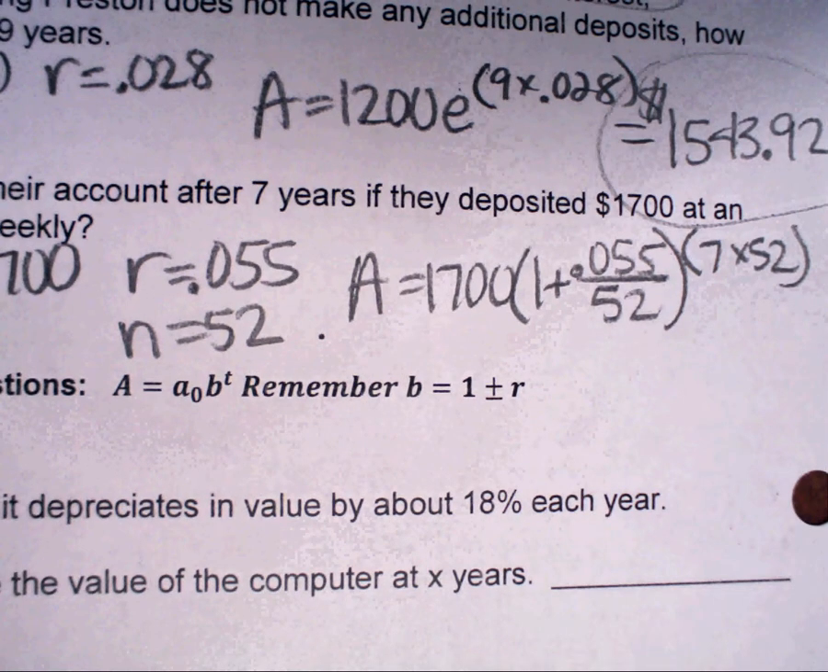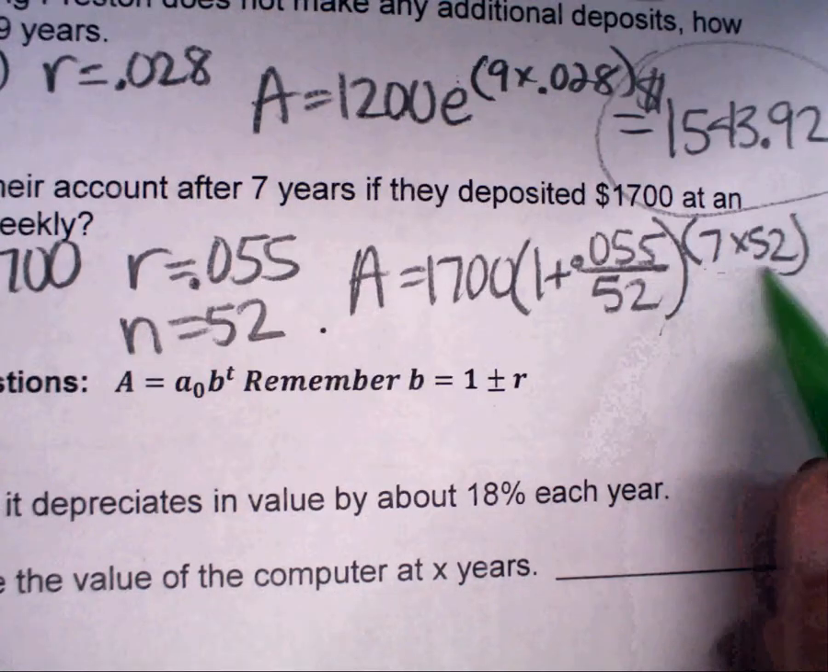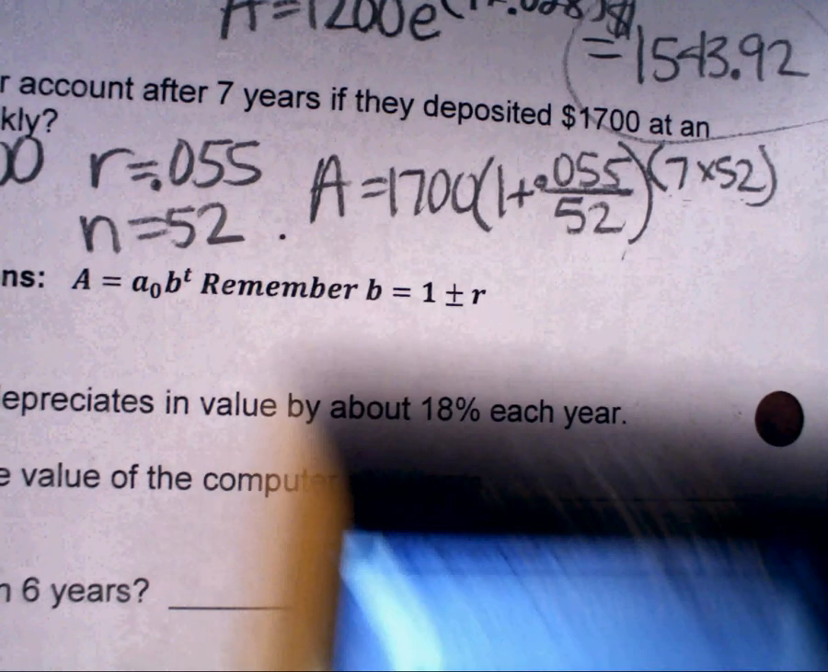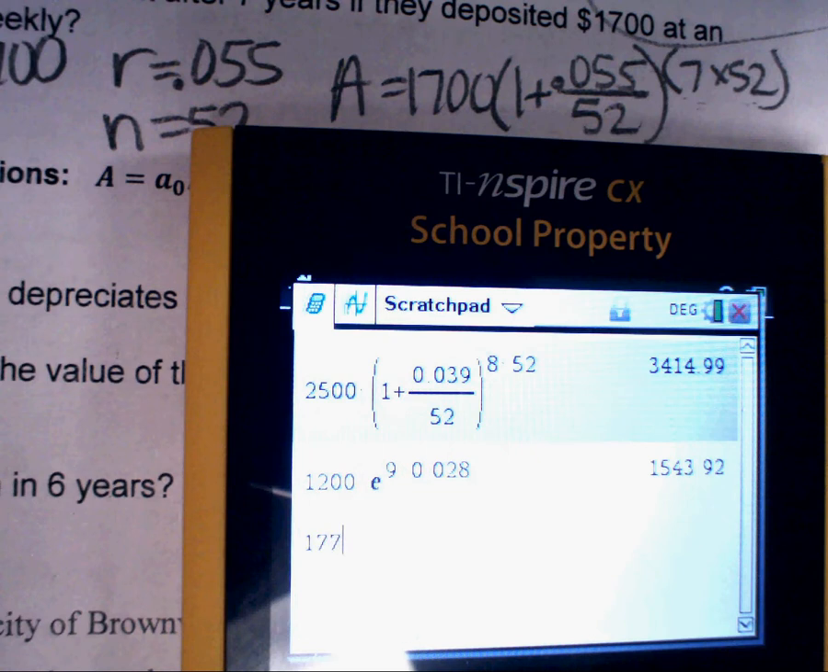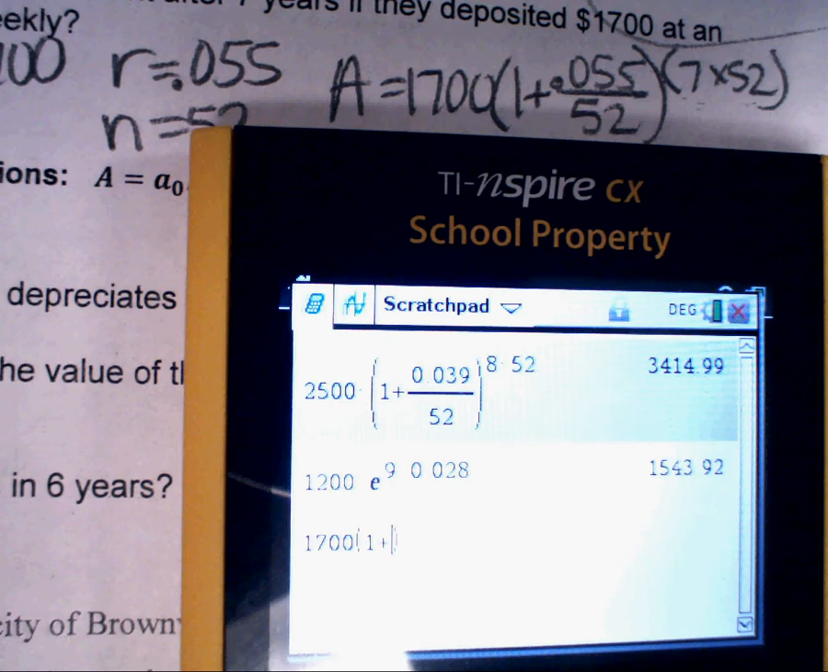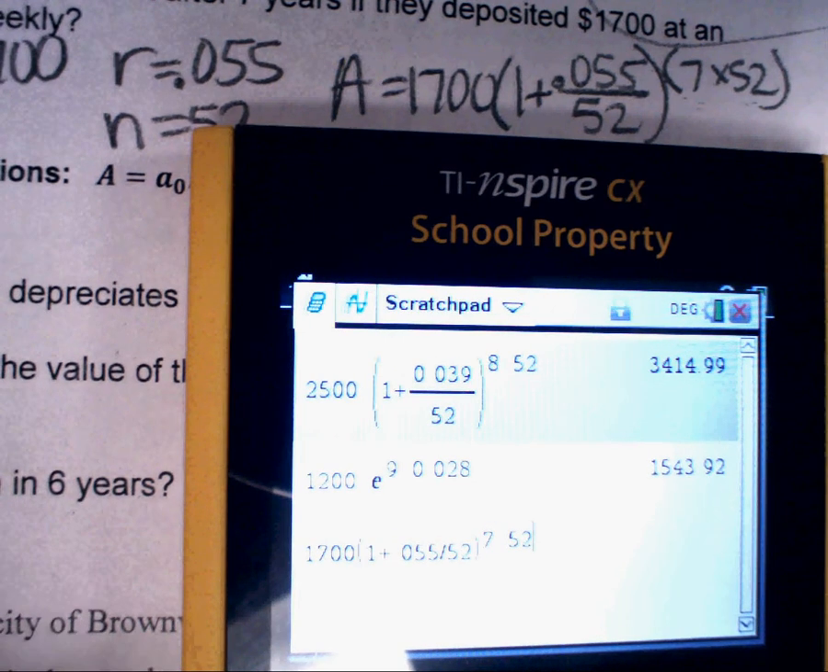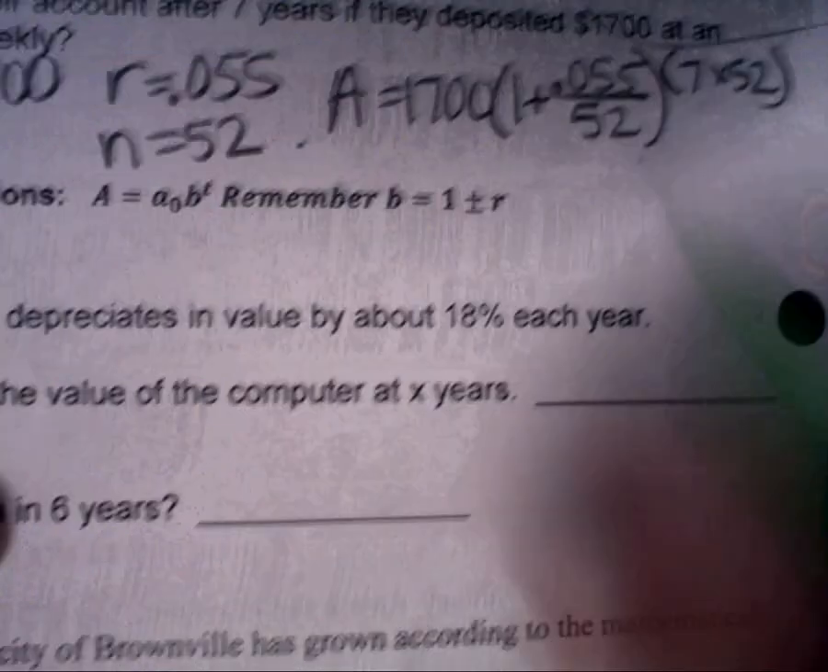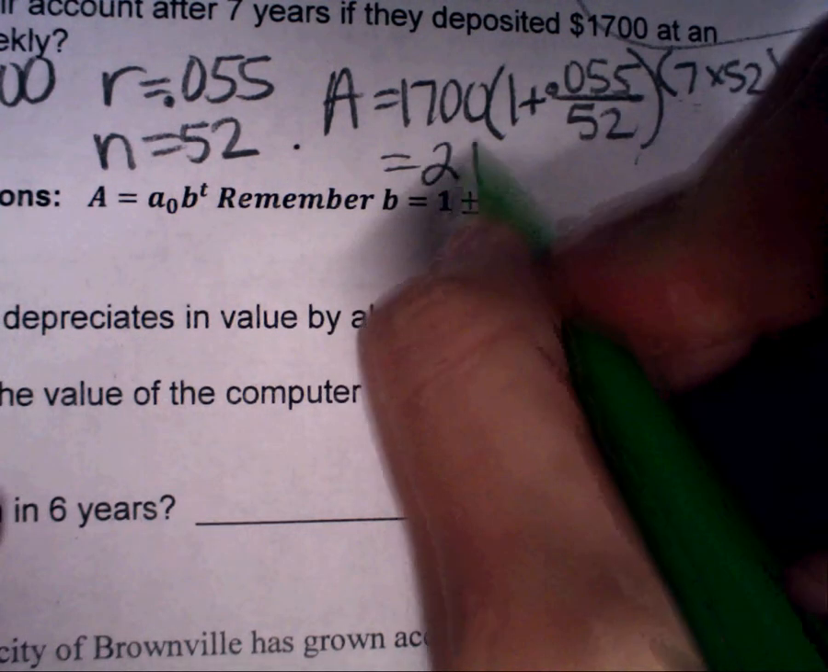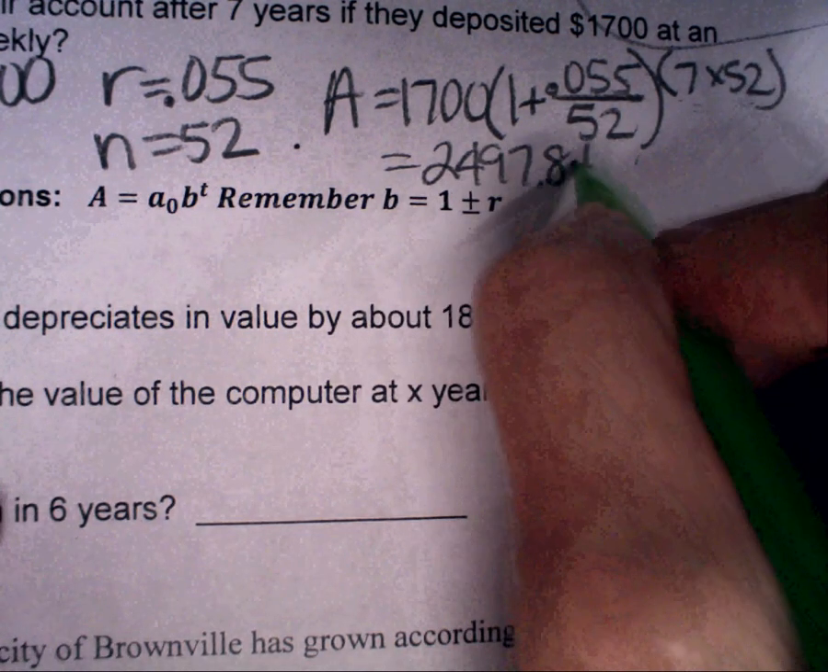Don't worry about multiplying the n times the t. That's what that's up there, n times t. Don't do that. Just let the calculator do it. So we grab our calculator and we type it in, 1700, 1 plus 0.055 divided by 52. Raise it to 7 times 52. See? Typed it exactly how we wrote it. Press enter. 2497.84.